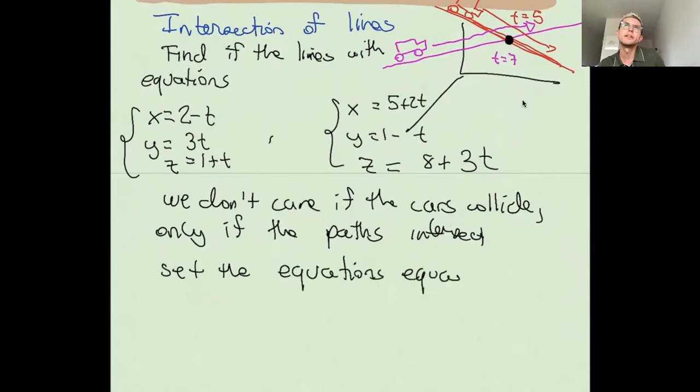Oh no, that could be fine. It's just that the problem would ask you to find if the cars collide. The thing is that usually has fewer solutions. It's a lot harder for the cars to collide, so more times you will not find a solution to the system. If you just ask for intersection, that's more likely to occur.